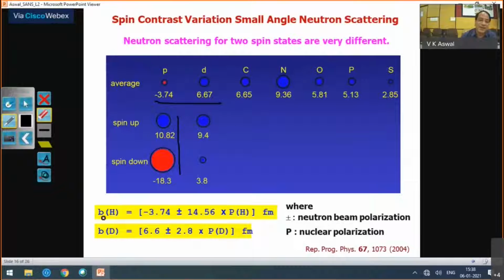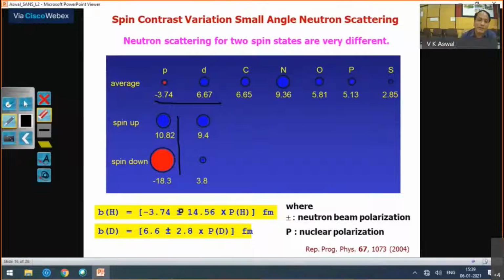And basically, this is the expression you can write. So what is done in spin contrast variation is you have to polarize the hydrogen nuclei or deuterium, whichever you want to do the experiments on. So one is the polarization of nuclei. If you have hydrogen, you want to polarize the hydrogen nuclei. And then also polarize the incident neutron beam. So plus minus is for the polarization of the neutron beam in this formula. And this P term is for the polarization of the hydrogen nuclei.